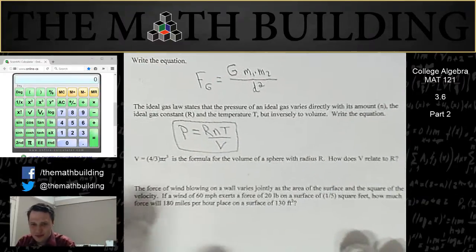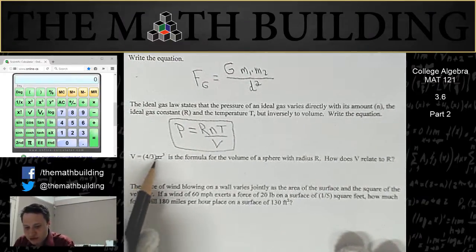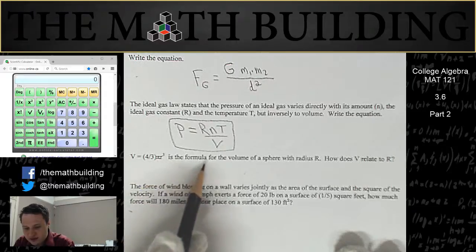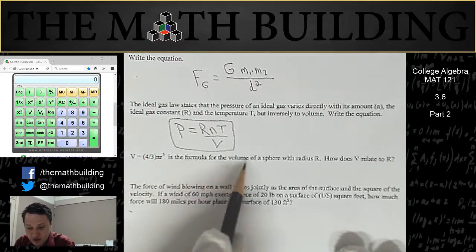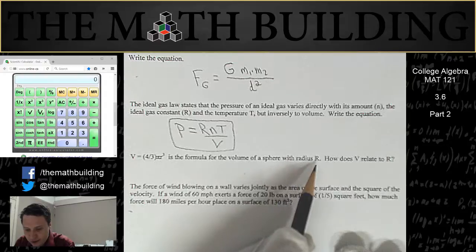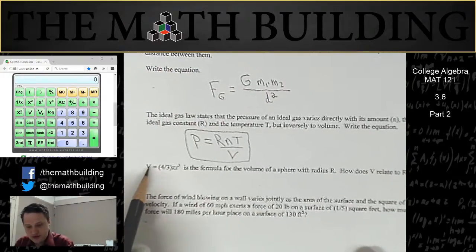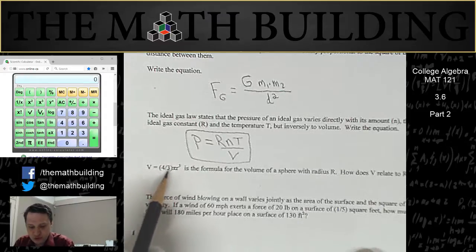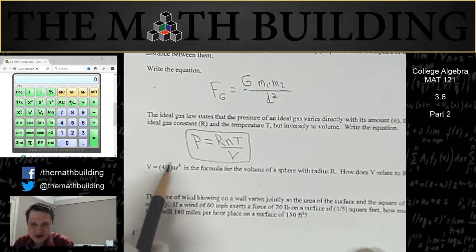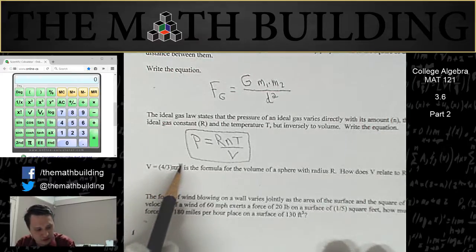Two more to go. Volume is equal to 4/3 pi r cubed is the formula for the volume of a sphere with radius r. How does V relate to r? So we see that V is here. 4/3 pi is kind of like a constant of variation. And we see that r is to the 3rd power.